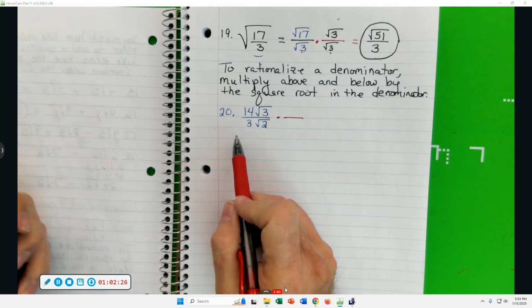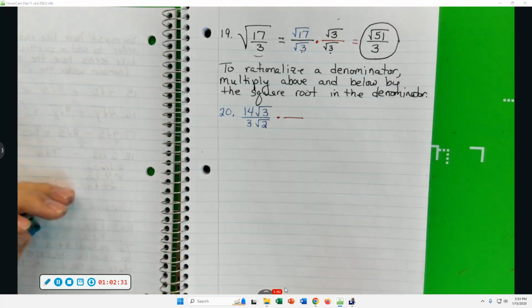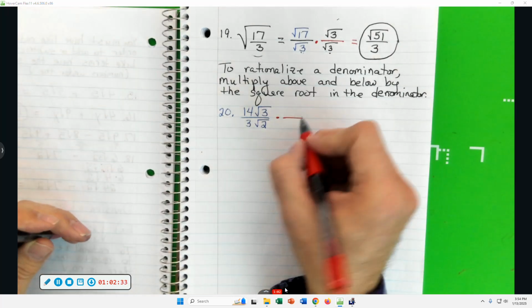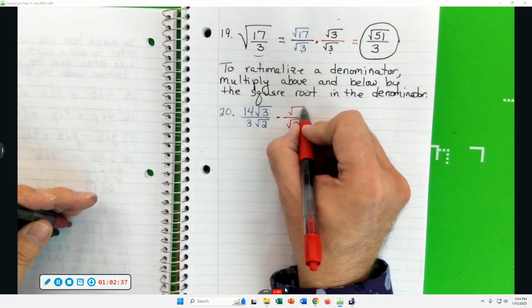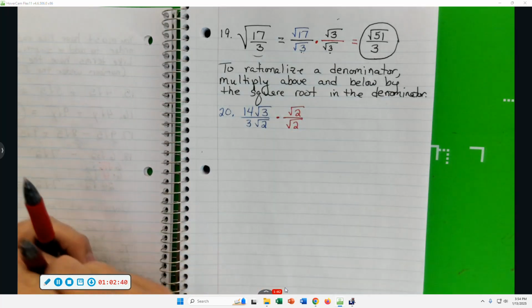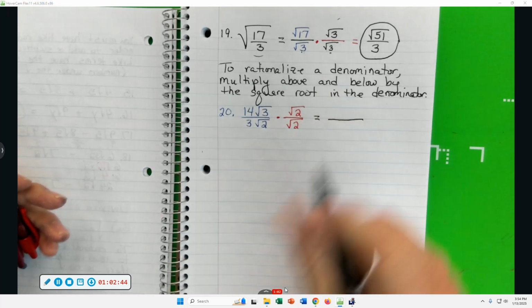If you do, you're just going to have messier numbers to reduce. I didn't say multiply by everything in the denominator. I said the square root. So all you're multiplying by is square root of 2 above and below. Our goal should be to have a fraction with no square root in the bottom.